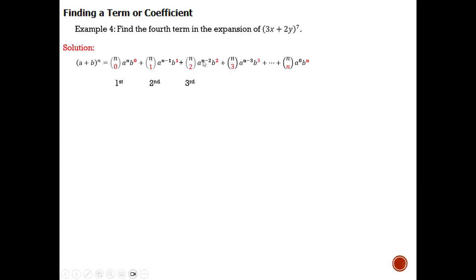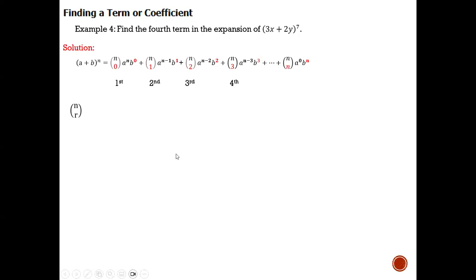Okay, now this one just wants us to find the fourth term. We don't need to expand it. We don't need to take this to the 7th power and do all of those terms. We just need the fourth term. So here's our formula again. This is the first term. Here's our second term, third term, and so on and so forth. I'm only wanting this fourth term.